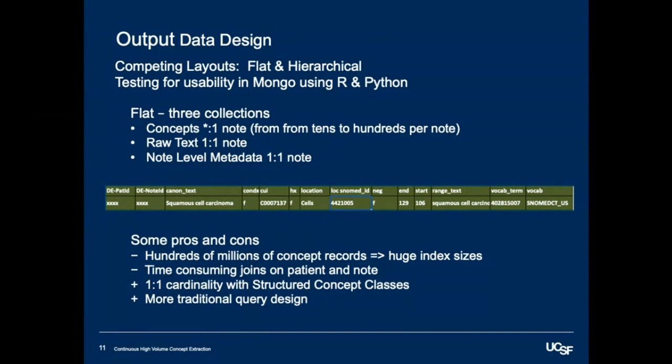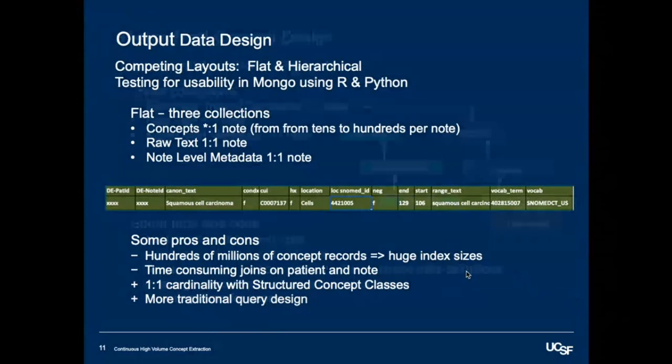And some of it's a model that's more familiar to researchers who are used to relational databases, but it has this downside of exploding the memory size of concept-related indices and requiring queries, sort of joins, to bring the records of a given note back together. And our database now has well over a billion concepts, so this kind of gathering is not at all trivial. And it's a billion records, and we're only a third of the way through our data.